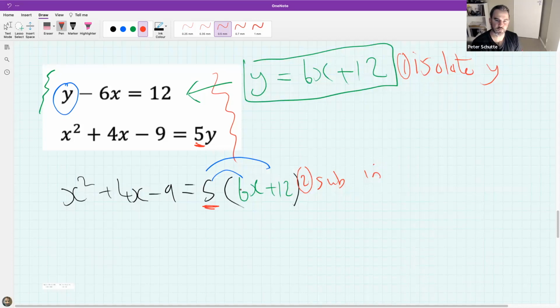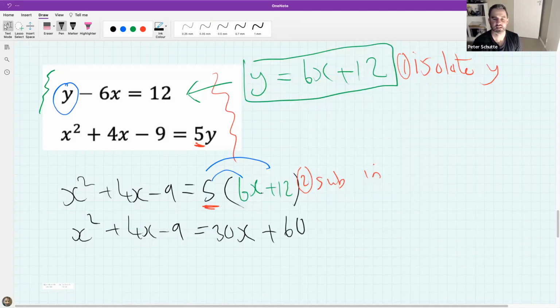But instead of being a y there, we said, look, y is actually the same as 6x plus 12. So we're taking what y is in the first equation and we're putting it into the second one. And what that means is that we don't have any y's in this equation. We've eliminated y's. And that's good, because once we only have one variable, it's possible to solve for that unknown.